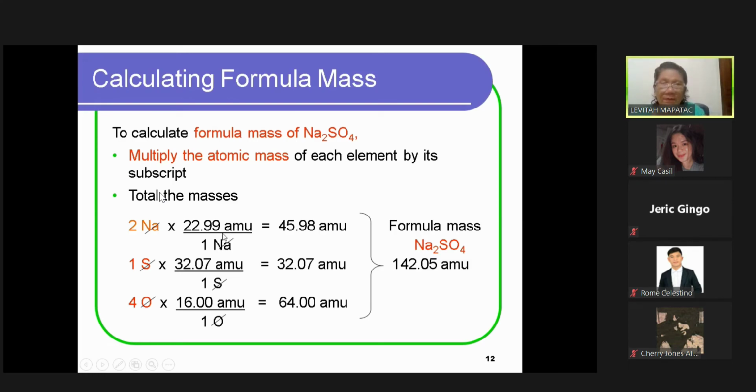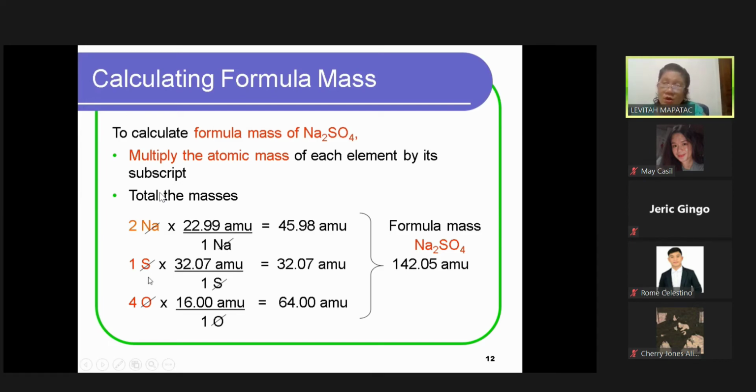Then, multiply it, go to the periodic table. Take a look for sodium. What is the atomic mass of sodium? That is 22.99, the atomic mass in one sodium atom. Multiply that, cancel the sodium. Therefore, that is equivalent to 45.98 atomic mass for sodium.